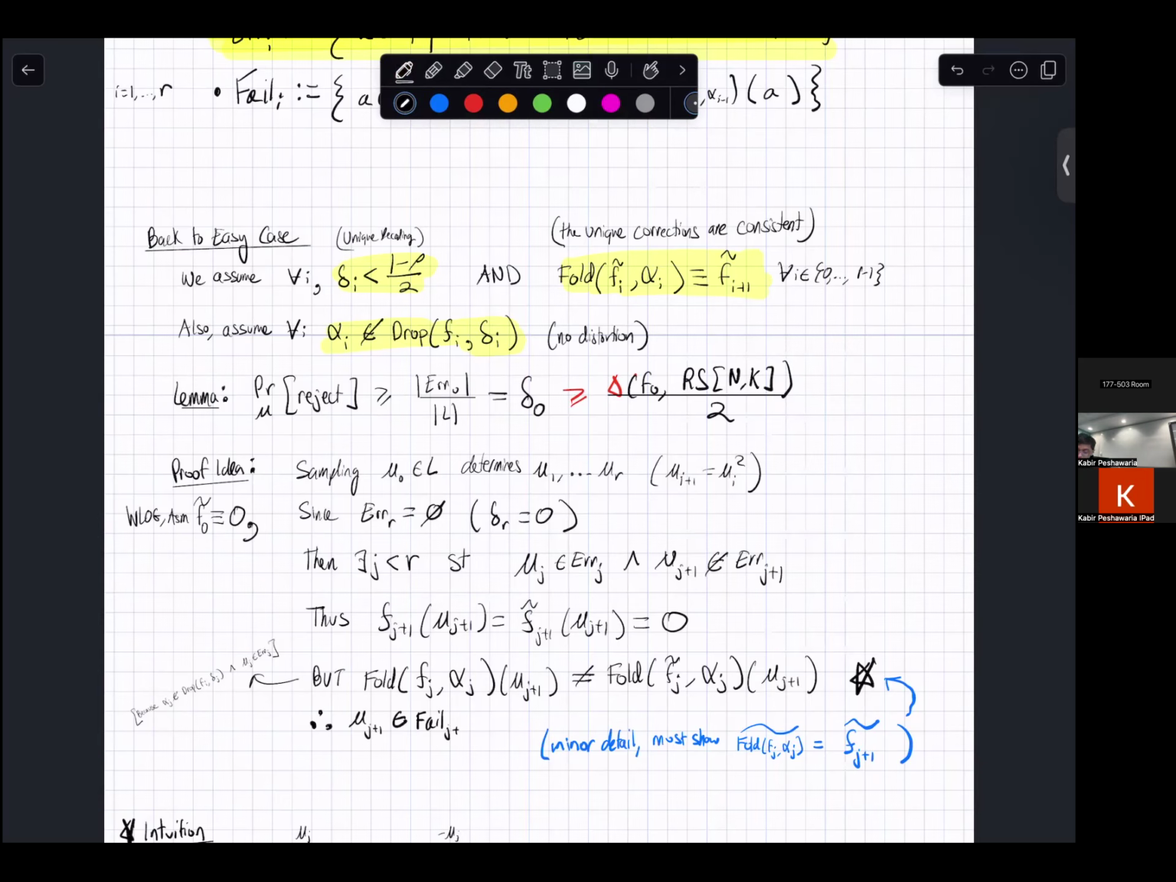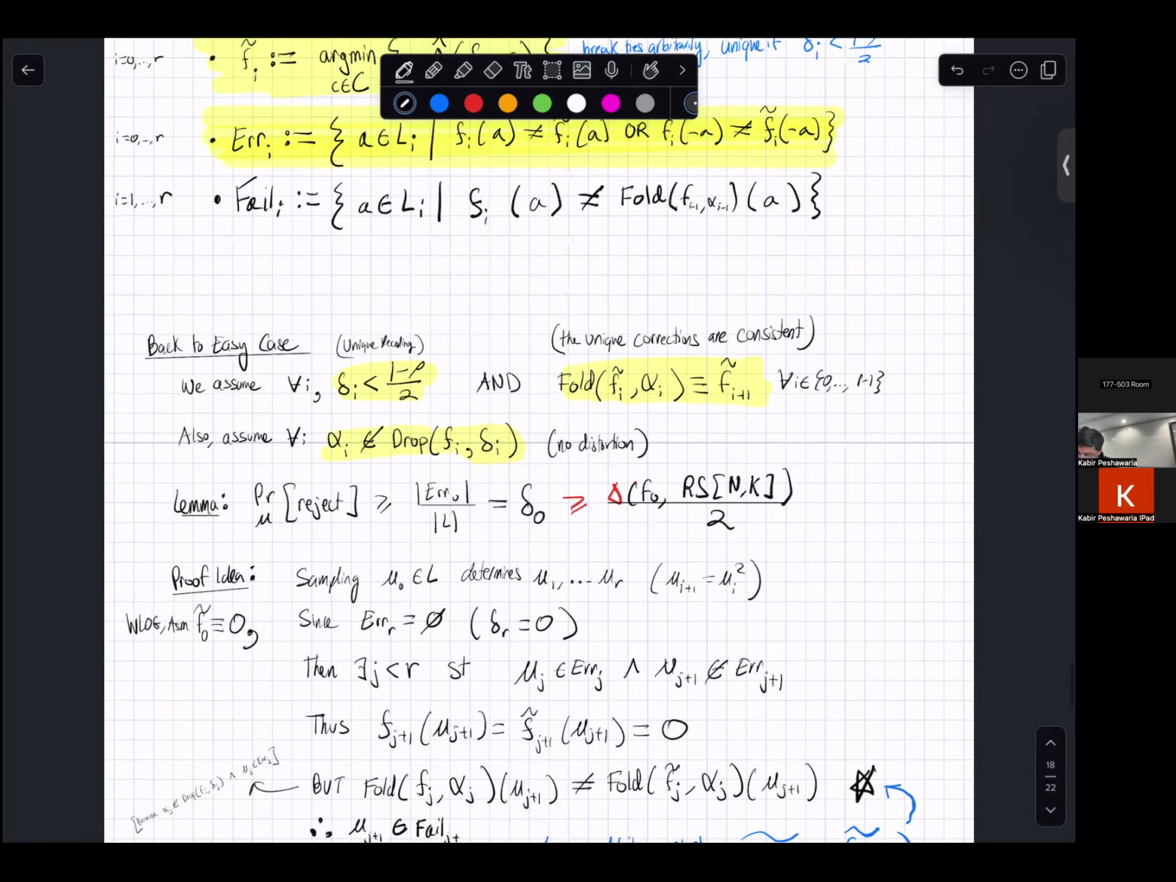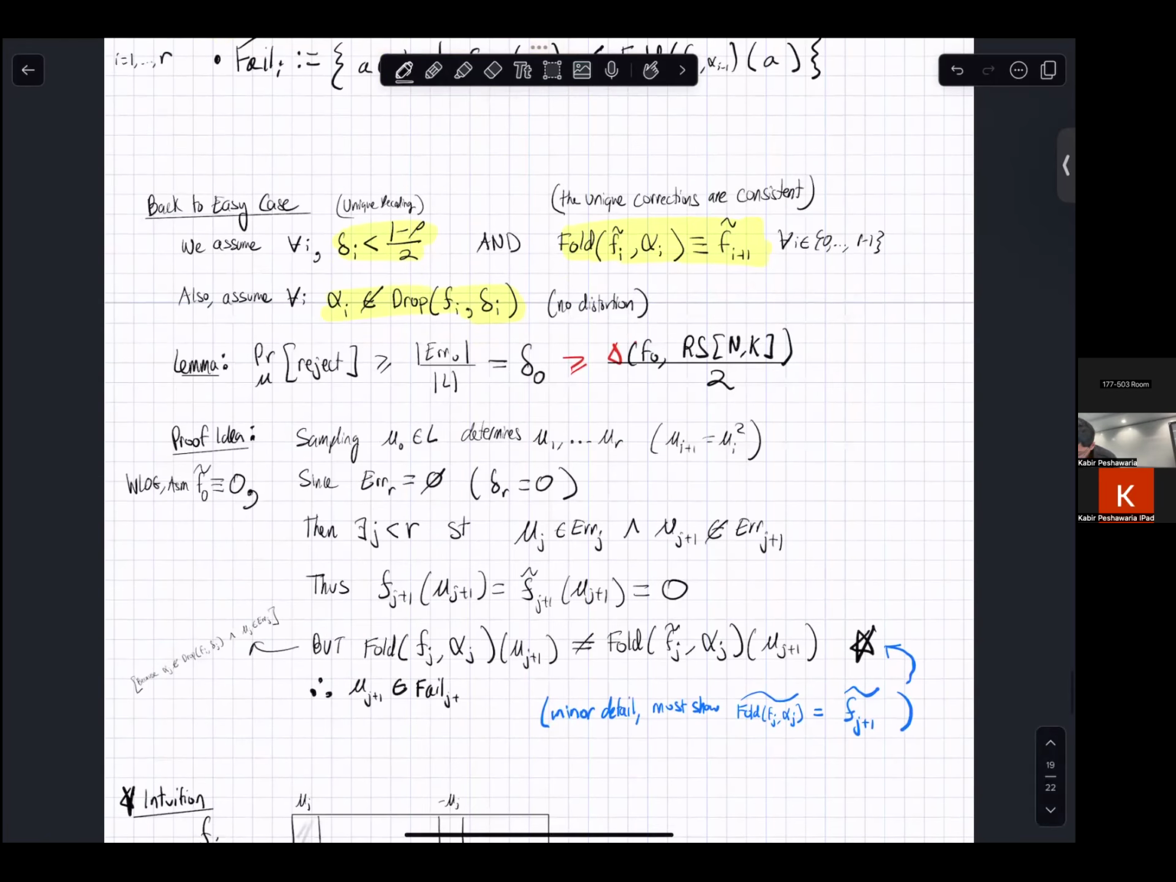Okay, so here's our proof idea, and now I finally will answer Ethan's question and come to the intuition of why using this correlated query checking is actually useful. If I sample some mu0 in the domain, that uniquely determines mu1, mu2, up to mu r, because mu i plus 1 is just mu i squared. The final oracle you send me better have no errors, because the verifier is going to check that that's a low degree polynomial.